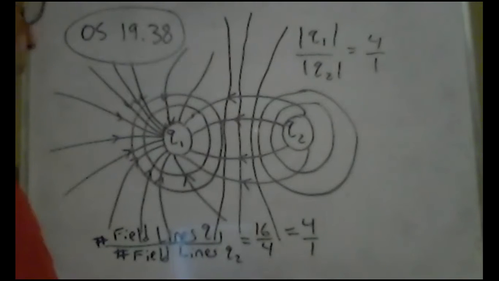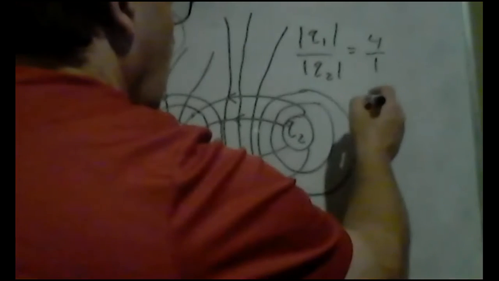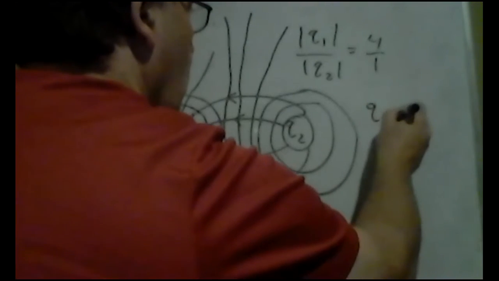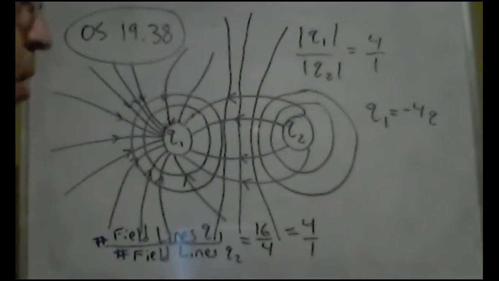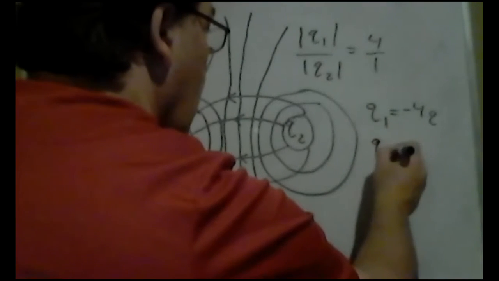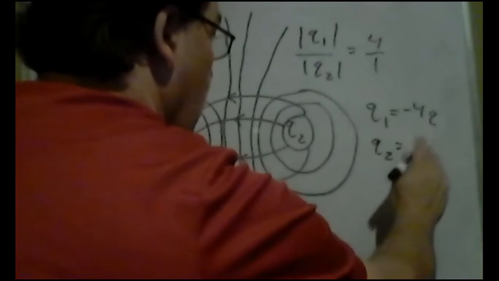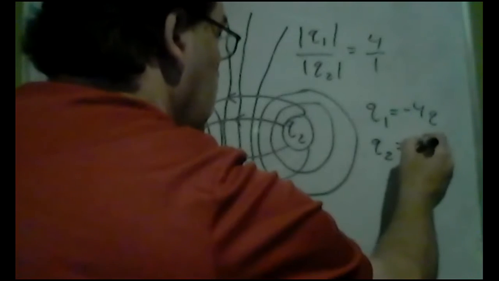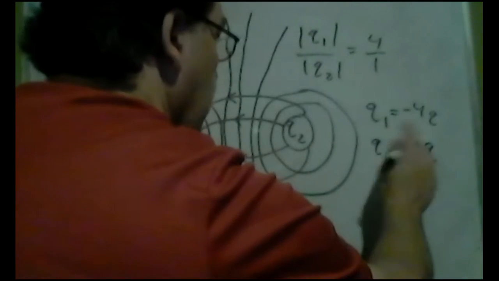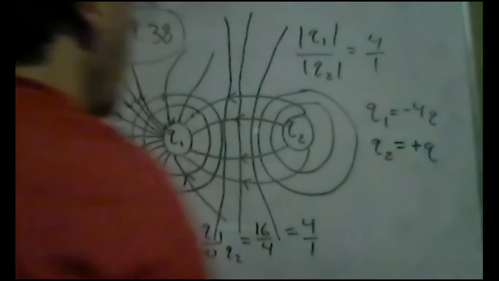Now, given that electric field lines emanate from Q2 and terminate on Q1, we can also determine that Q1 is negative and Q2 is positive. So Q1 would be negative 4Q, where Q is some number, and Q2 would then be positive Q. That's what we can determine from this picture.